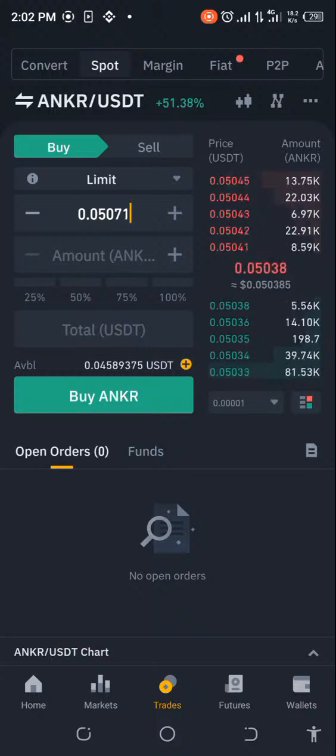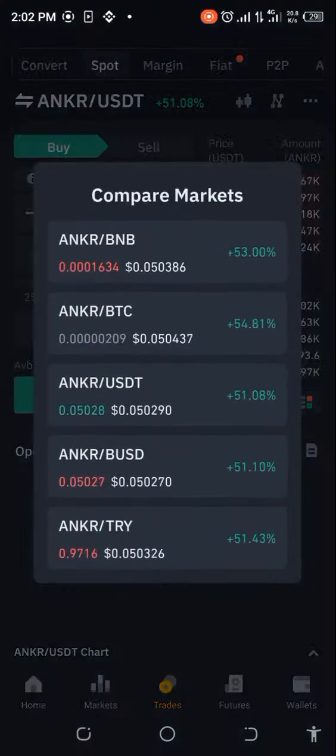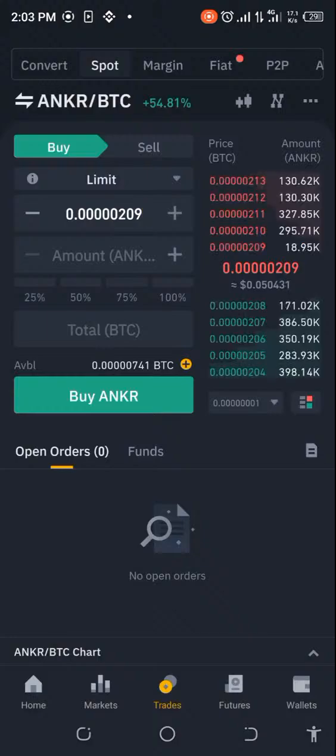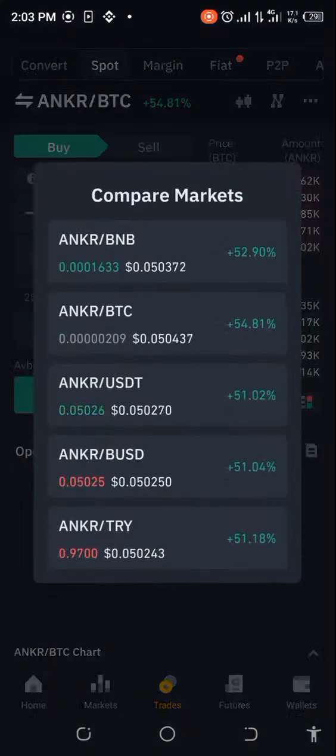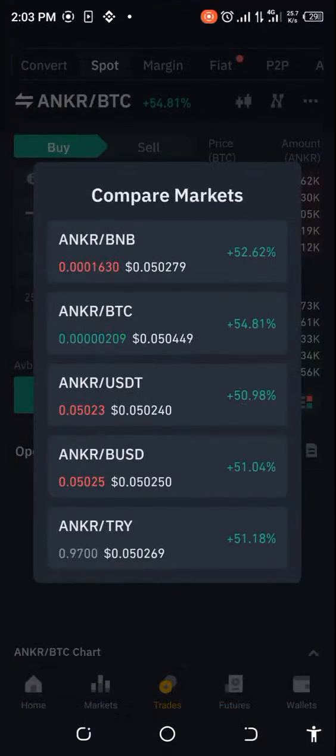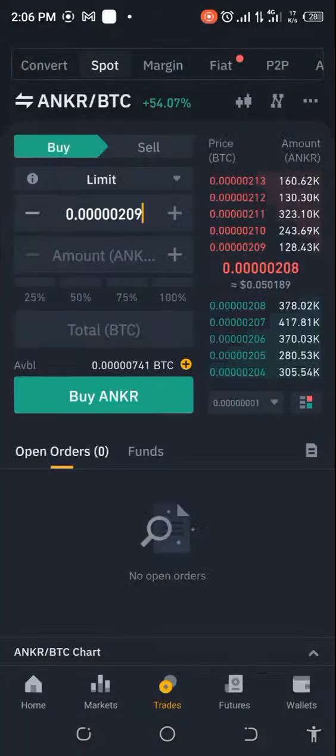Okay, so let's go to the compare markets and pick BTC. Okay, let's check what it is because we want to make sure that we don't sell it at a loss. Okay, so it's currently on 0.504. I'm just going to wait a little for it to get to 0.510. Once it gets there, I'll be back to place my sell. See you shortly. Okay, so I'm actually back and I'm just going to put it on a sell limit.